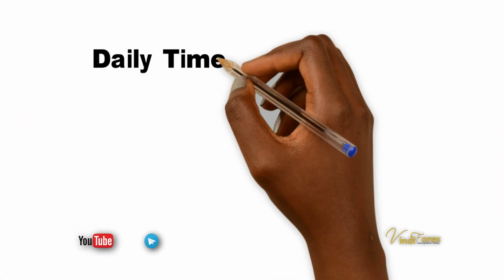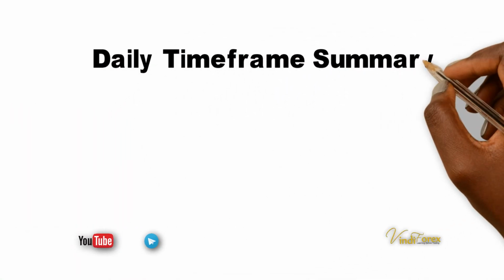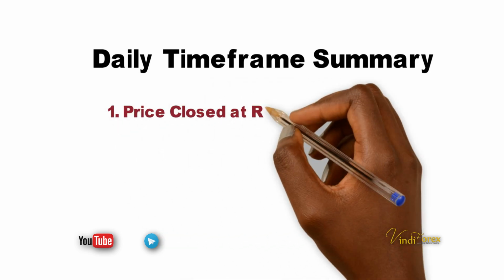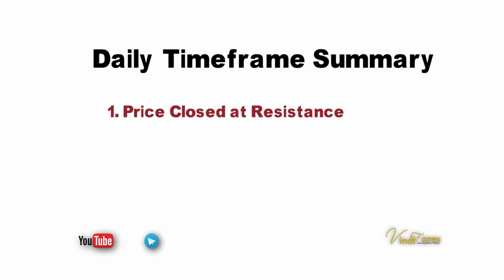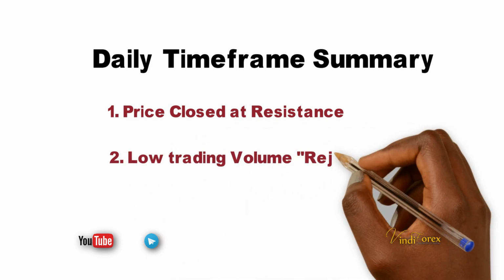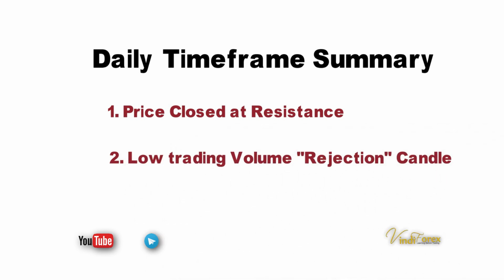So what's my conclusion, my summary on daily time frame? Let's start with the location. We are definitely sitting here, price closed at resistance. We are definitely on resistance. And number two, we're gonna look at the nature of the candle that formed: low trading volume, rejection candle.